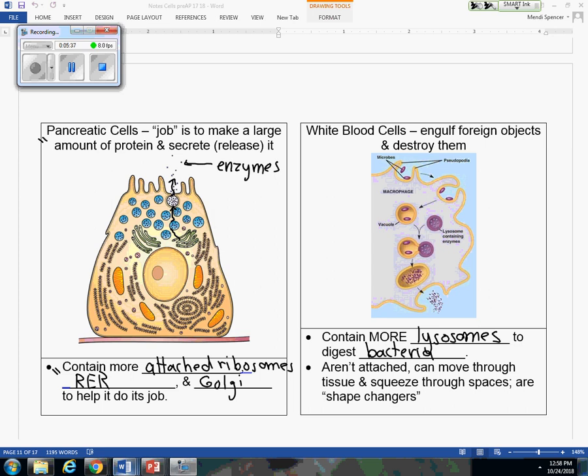Also, something that's a little bit different. This pancreatic cell is attached. The pancreatic cell is never going to move. It's attached and it's going to stay there in that part of your body. White blood cells are unique because they're not attached. They can move around in the body. They can change shape and they can slip through and squeeze through small places to get to areas that might have bacteria or viruses.